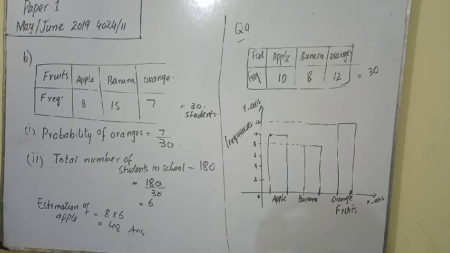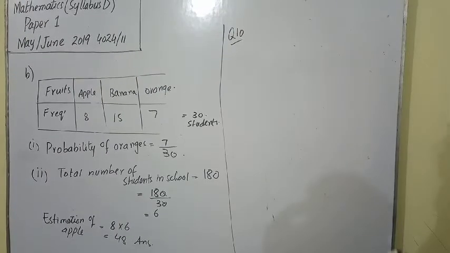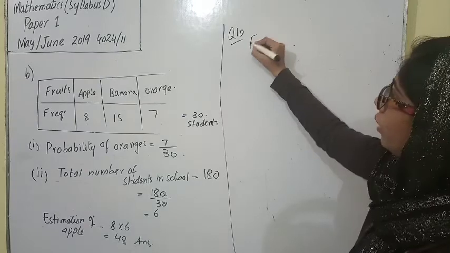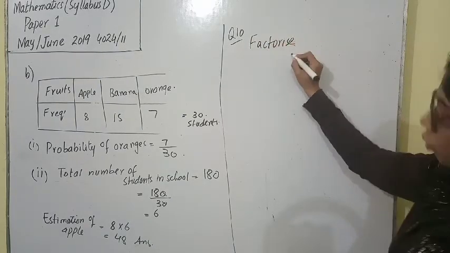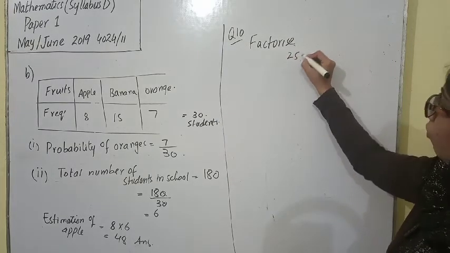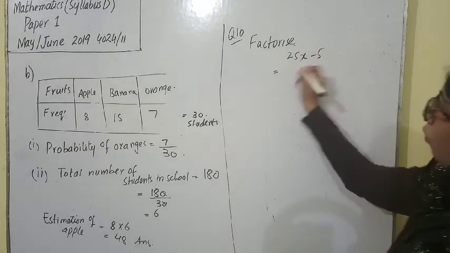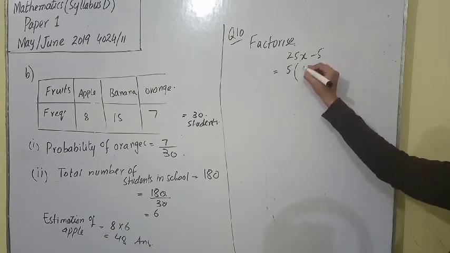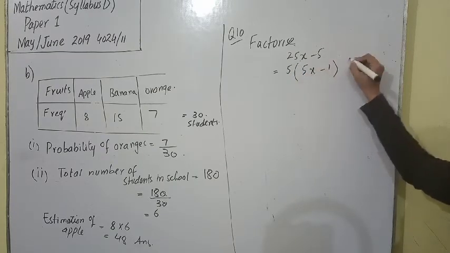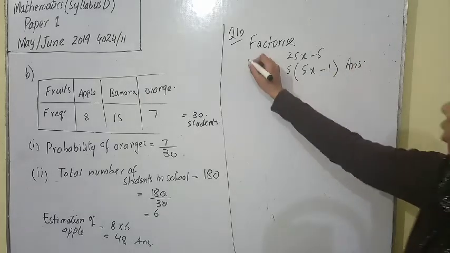Okay. Now we are going to solve question number 10. Question number 10 is factorize. That is quite a simple question; we have to simply do factorization. The question given is 25x minus 5. Simply we will take 5 as common. After taking 5 as common, we get 5(5x minus 1), which will be the answer for this part. This is part number 1.